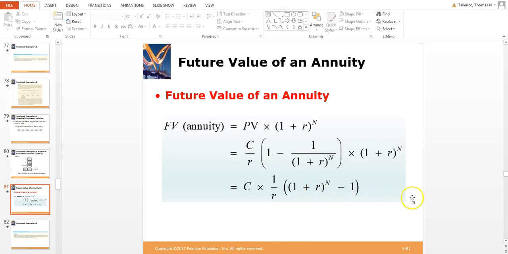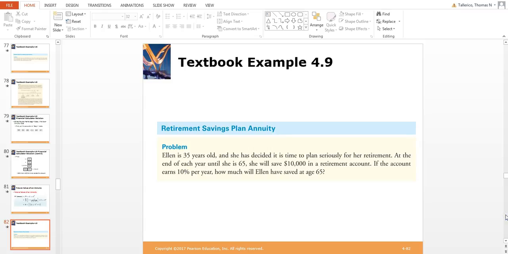Once again, as we've done in the past, you don't have to worry about this equation because Microsoft Excel has all this built in quite nicely. And there's an example here which I'll show you on slide 82, retirement savings plan annuity. And here's a woman who's 35 years old, and she's decided it's time to save for retirement. In my opinion, that's a little too late. She should have done it 10 years earlier.